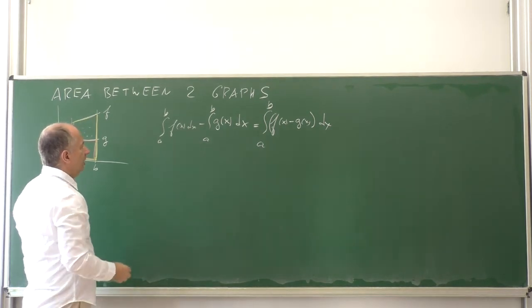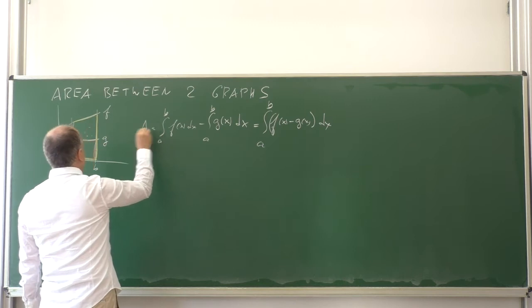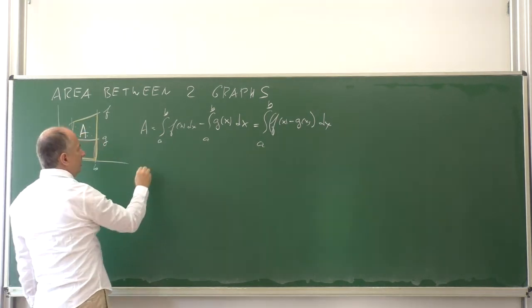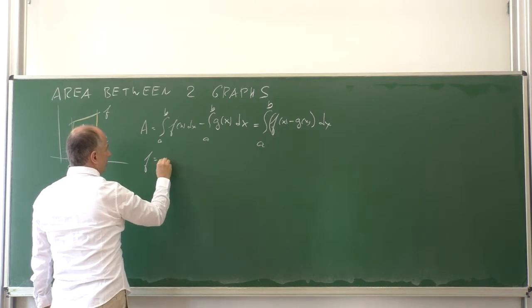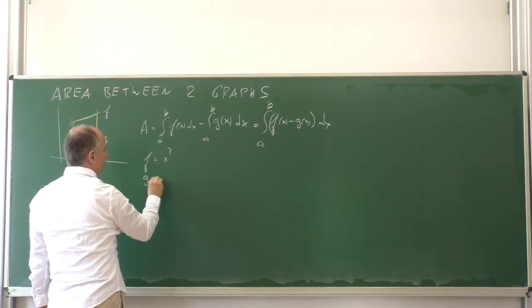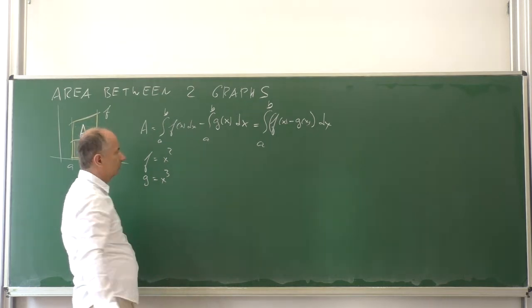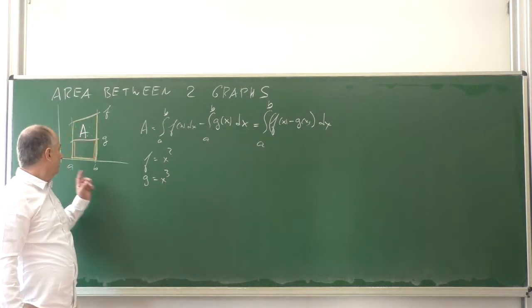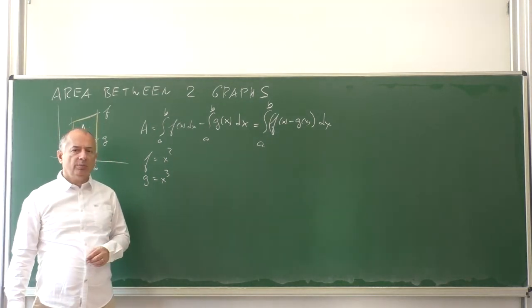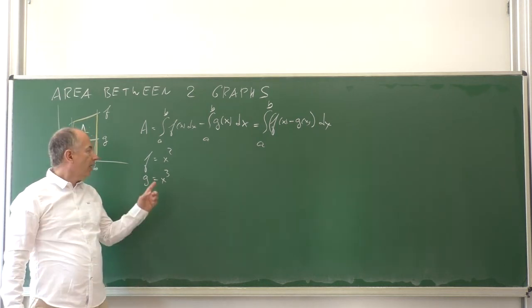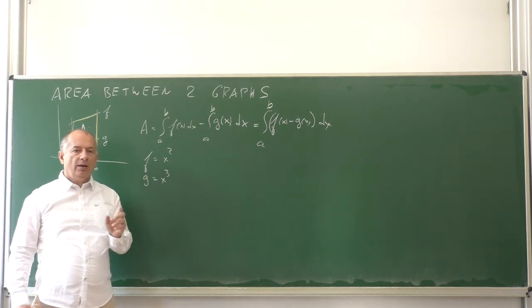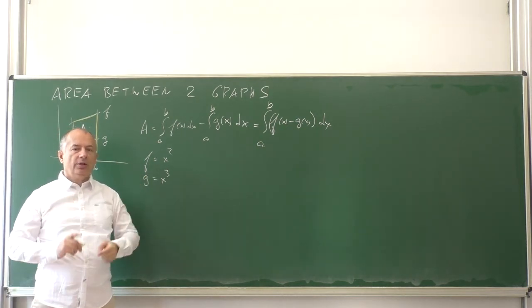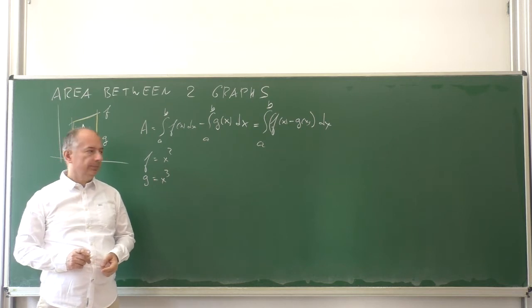Let me consider an example. So this is the area of this. Let's consider the two functions, f being, say, x squared, and g being, say, x cubed. And what about the endpoints, the limits a and b? The problem may sound like that. Consider the area bounded by these two graphs between the intersections of the two curves.